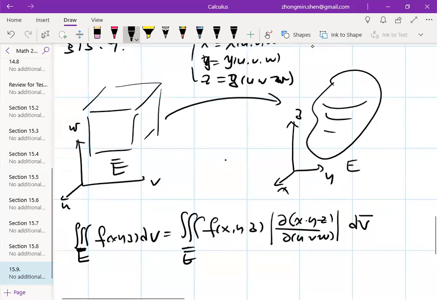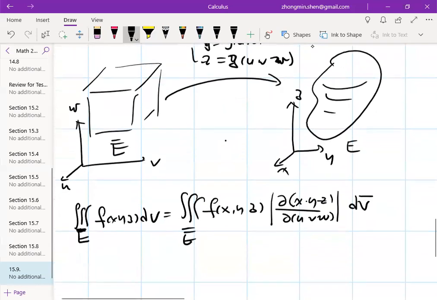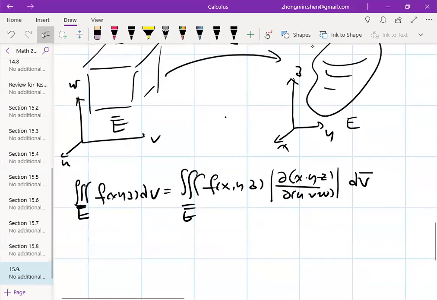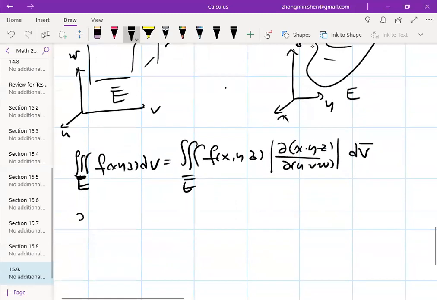The absolute value of the Jacobian is a determinant. That is kind of like the derivative of the map. You should understand it that way. So how do you differentiate? This is defined to be the determinant of the matrix.